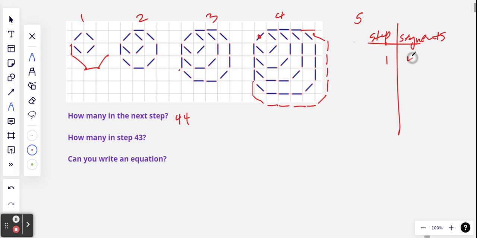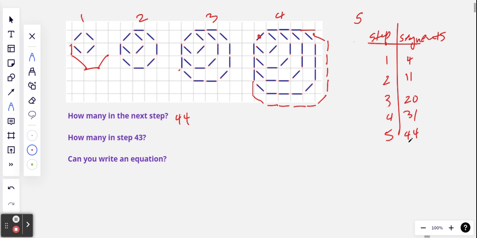So in step 1, we've got 4 segments. In step 2, 4, 5, 6, 7, 8, 9, 10, 11. Okay. And in step 3, 11, 12, 13, 14, 15, 16, 17, 18, 19, 20. And in step 4, 21, 22, 23, 24, 25, 26, 27, 28, 29, 30, 31. And we're predicting, in step 5, we're predicting 44.